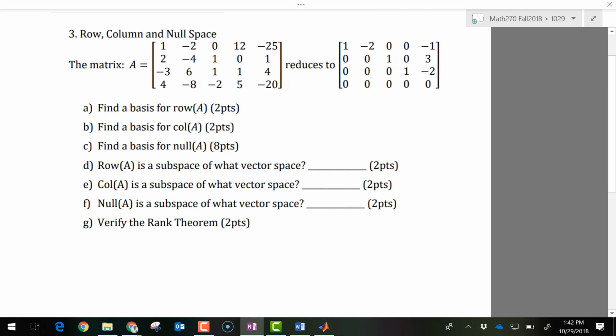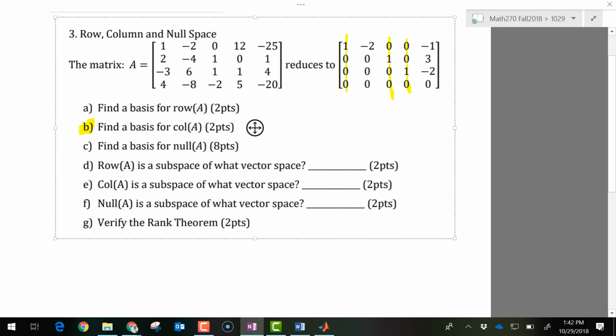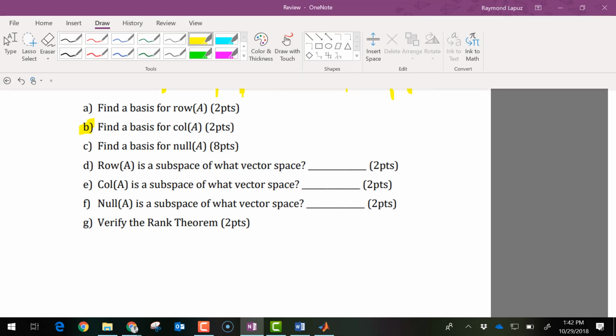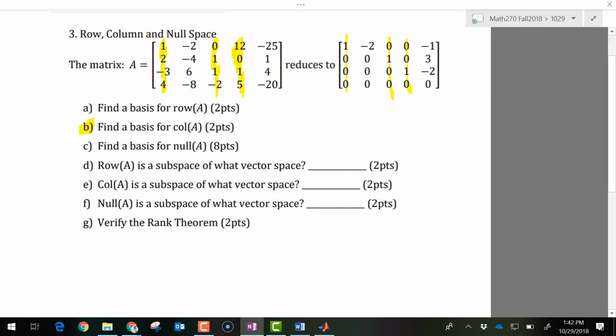Let's start with the column space. We have to look for the columns that have pivots. And so that's the first, the third, and the fourth column. And so what we have to do is look at the original matrix, and we look at the first, the third, and the fourth column of the original matrix, and that's going to be your set of vectors. Those are your basis vectors. So that was easy. Should I even write it?